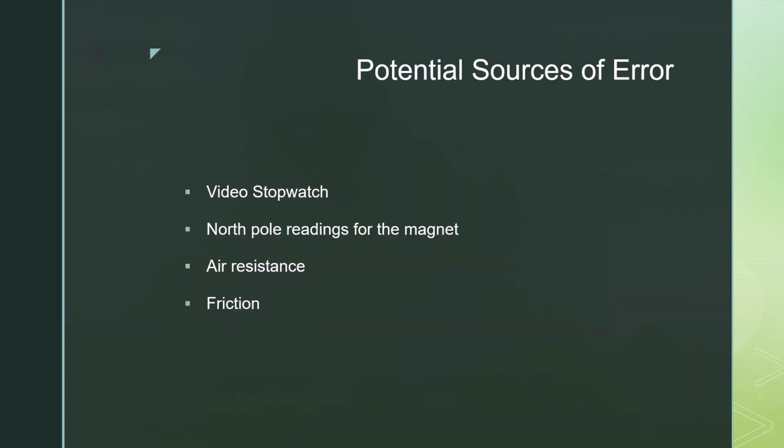Several factors may explain the discrepancies. Video stopwatch delays, misaligned magnet polarity, unaccounted air resistance, and friction between the magnet and tube are a few examples. While our models simplified these, their real-world presence likely shortened the fall time, underscoring the challenges of perfect simulation.